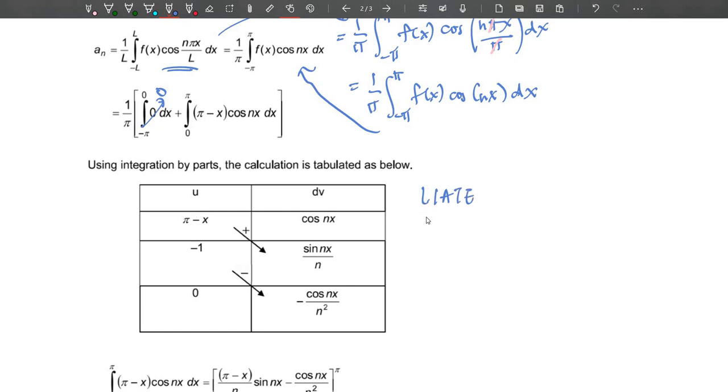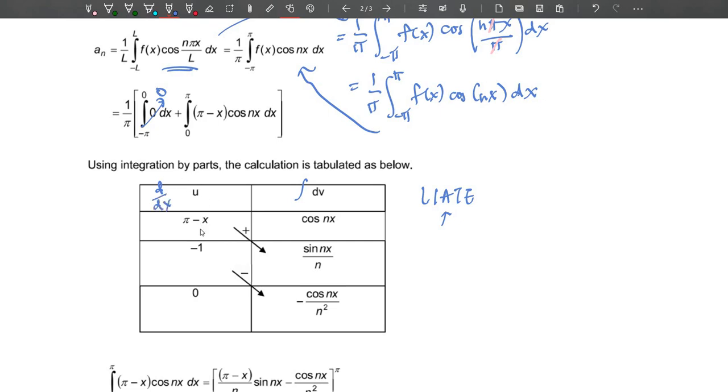Okay, we have logarithmic function, inverse trigonometry, algebraic functions, trigonometry, and exponential function. That means we come across algebraic first. That's why we let u as the algebraic functions. So u is equal to pi minus x, and dv here is cos(nx). So this part you need to integrate. This part you need to differentiate.